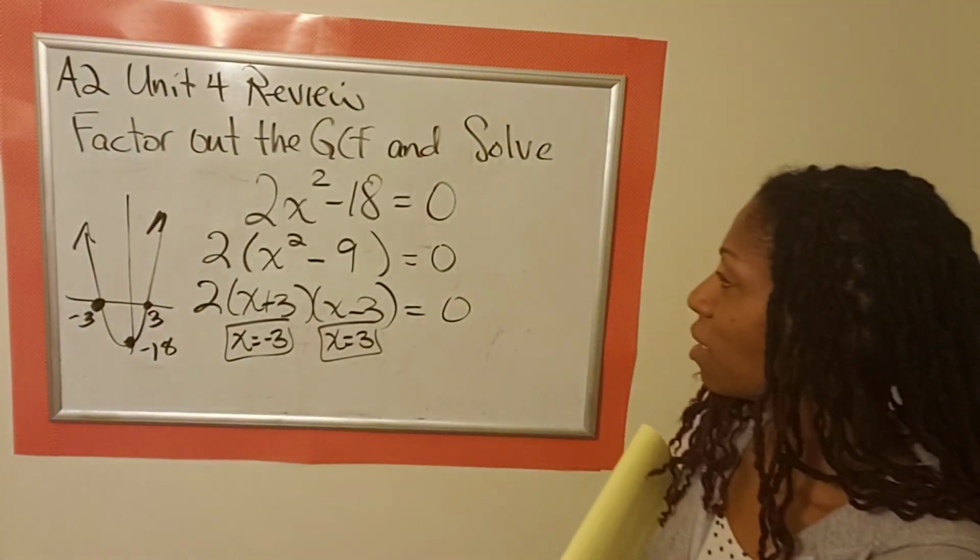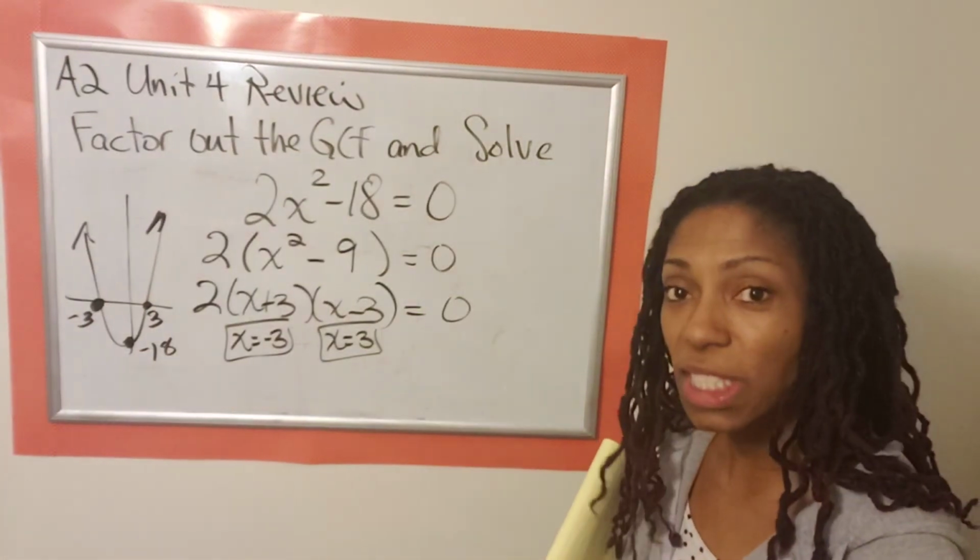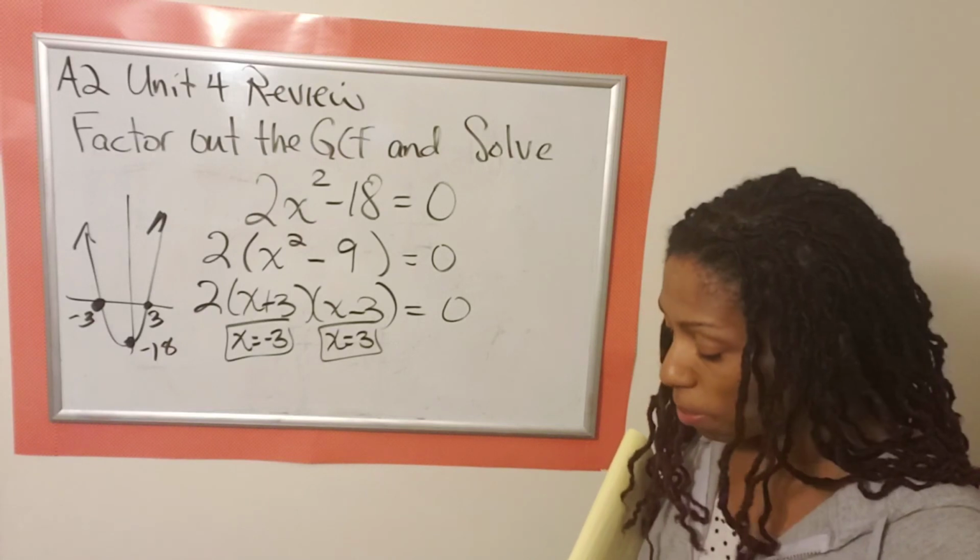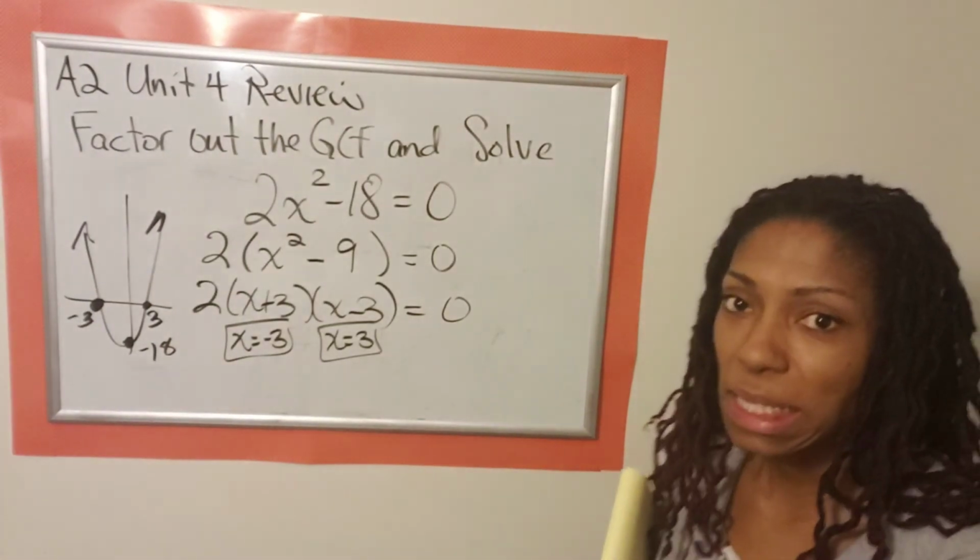So yeah, that's it. That's factoring out the GCF and then solving. Make sure you use the zero product rule. It makes a lot of sense. Okay?